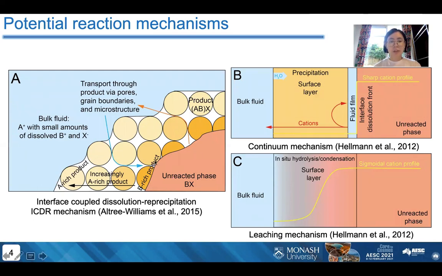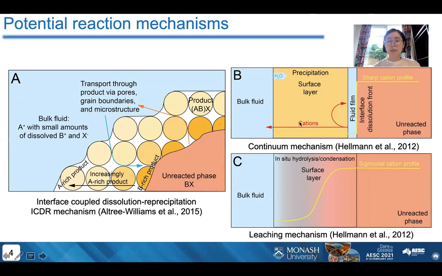First, the dissolution of the parent phase produces a thin interfacial fluid film at the reaction front that permits in situ nucleation and reprecipitation of the product phase. And second, the porosity created as a result of the reaction allows transportation of solute from the bulk fluid to the reaction front.